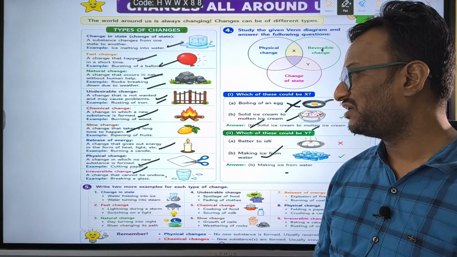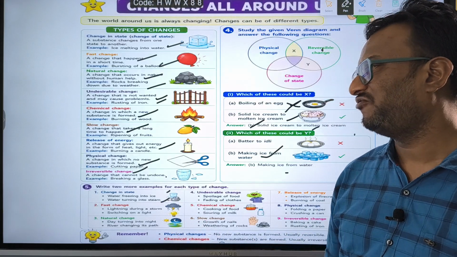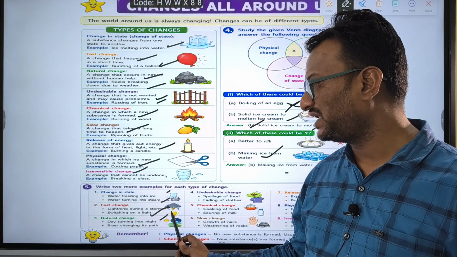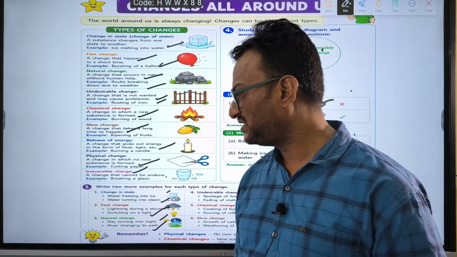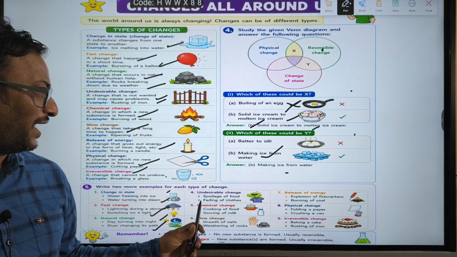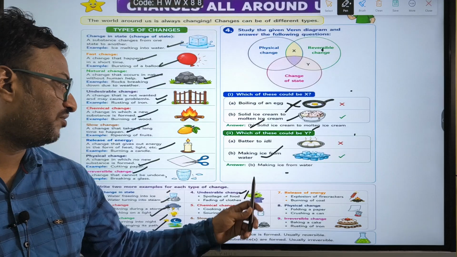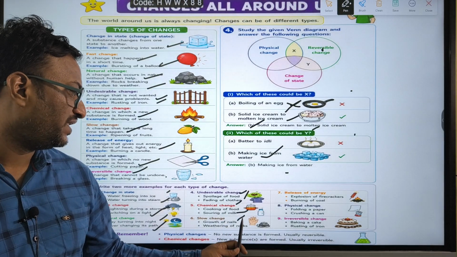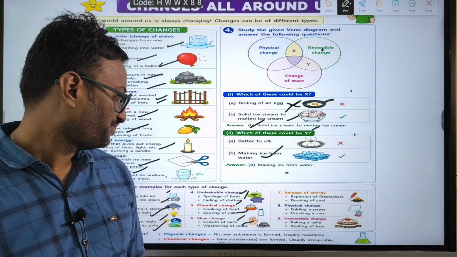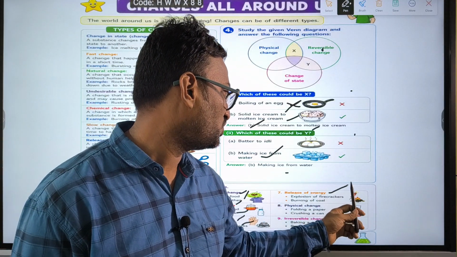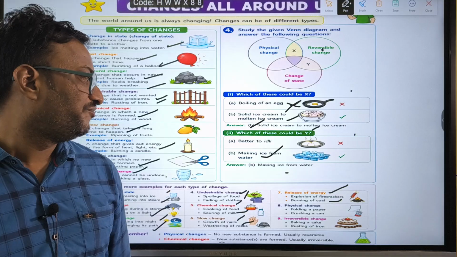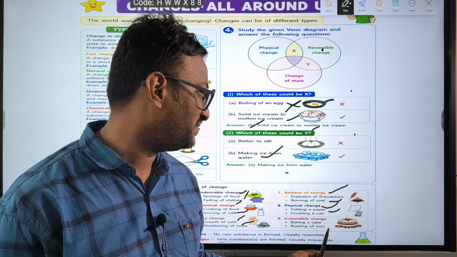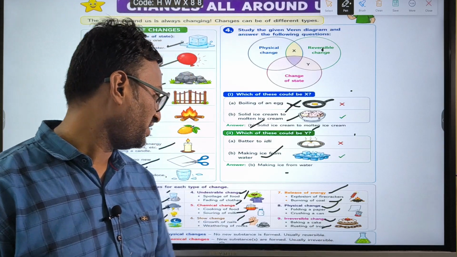Next, write two more examples for each of the following changes. Change in state: water freezes into ice, water turning into steam. Fast change: lightning during a storm, switching on a light. Natural change: day turning to night, a river changing its path. Undesirable change: spoilage of food, fading of clothes. Chemical change: cooking of food, souring of milk. Slow change: growth of nails, weathering of rocks. Release of energy: explosion of fireworks, burning of coal. Physical change: folding of paper, crushing of a can. Irreversible changes: baking of a cake and rusting of iron.